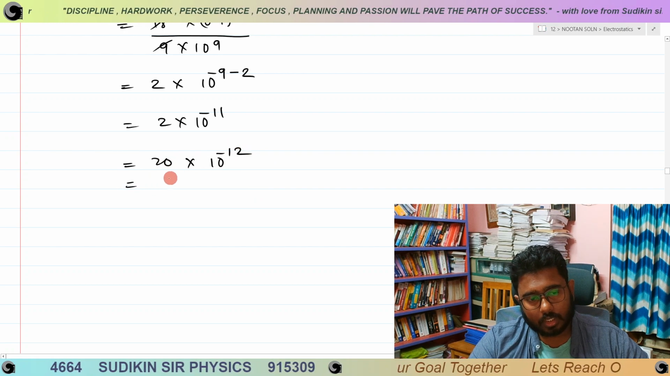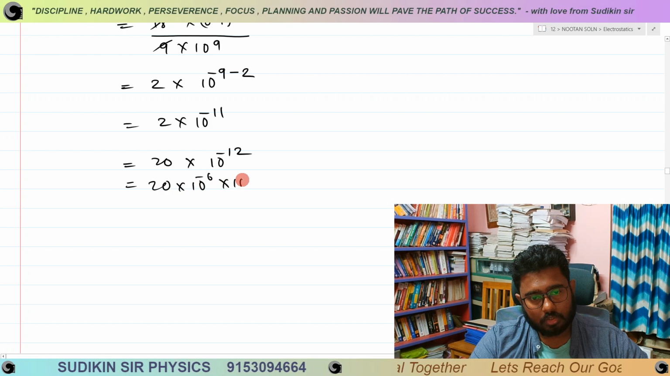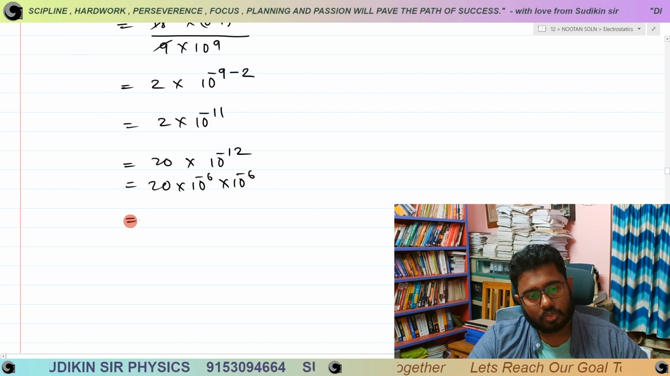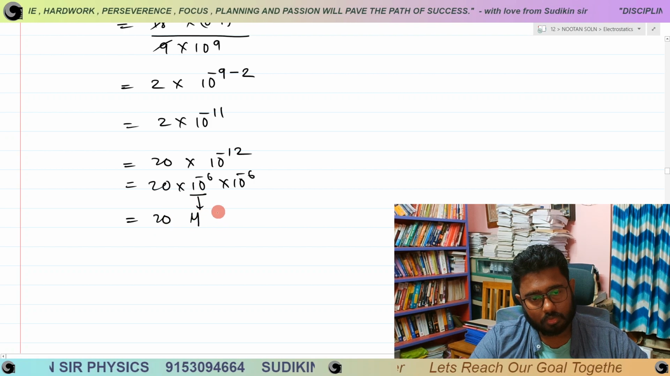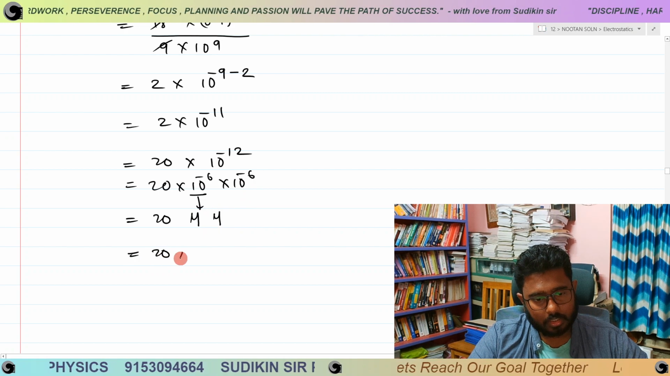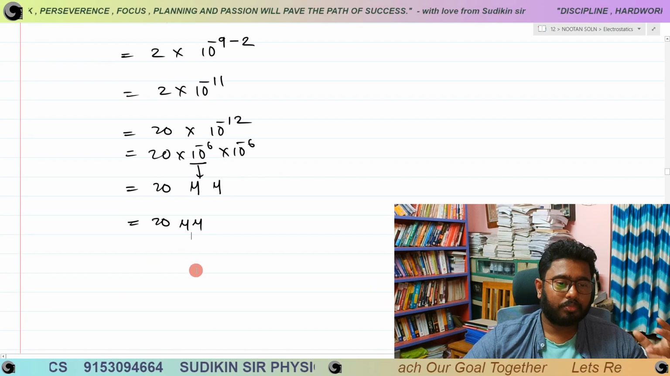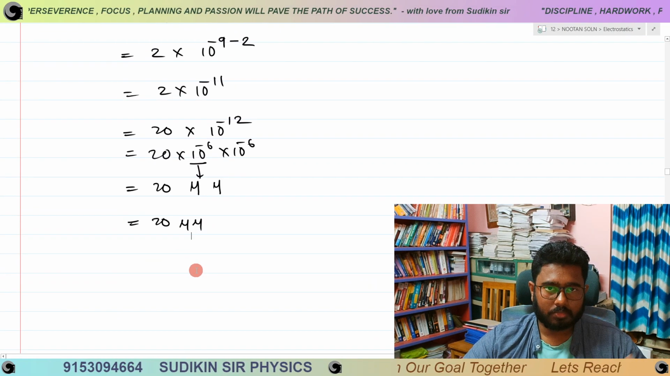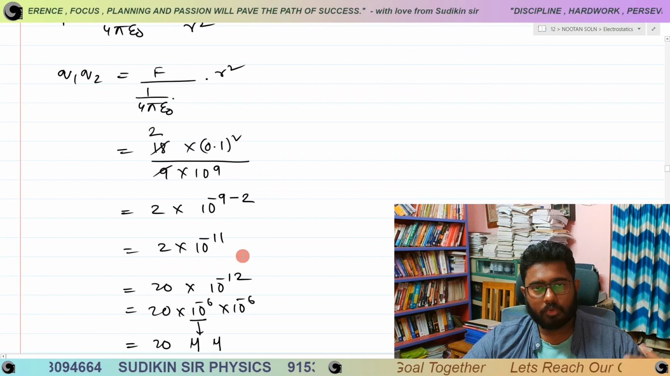Acha, we can write it in another way also. 20 into 10 to the power minus 6 into 10 to the power minus 6. Okay. So this becomes 20. 10 to the power minus 6 we are writing as mu. So we can write it as 20 mu. This is another way of writing, because in this way it becomes much easier. You don't need to put the units because the unit will be coulomb square. You are doing pure mathematics.